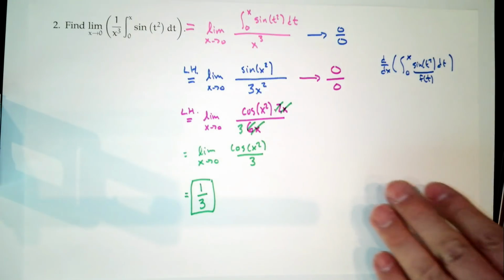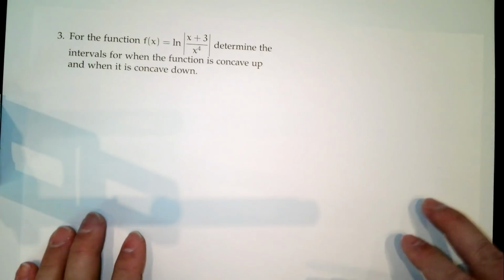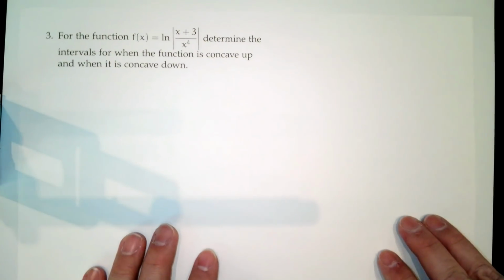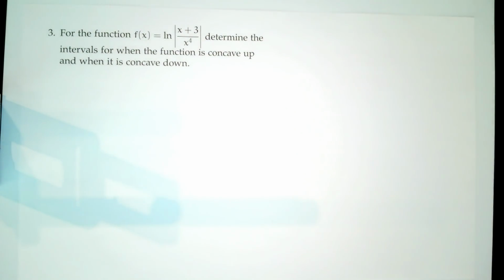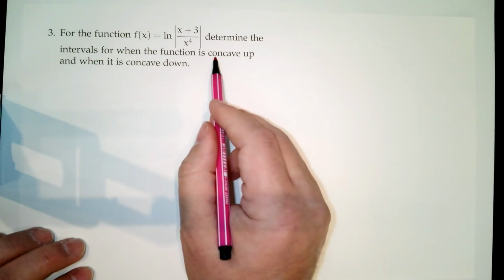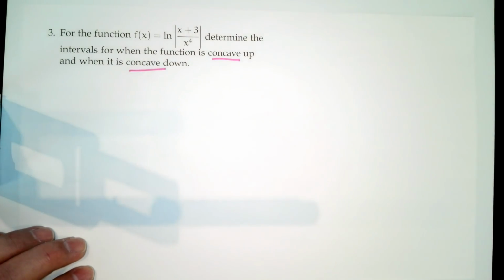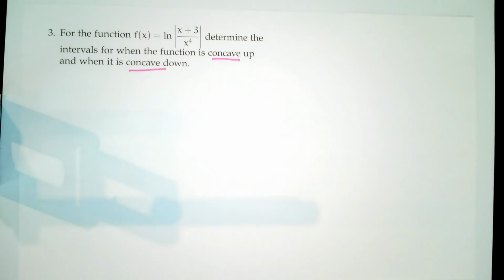All right. Two down, 3 coming up next. For the following function, f of x is the log of the absolute value of x plus 3 over x to the fourth. Determine the intervals for when the function is concave up and when it is concave down. So, when you see concavity, what derivative do we need to be looking at? We need to look at the second derivative. Concavity is all about the second derivative.